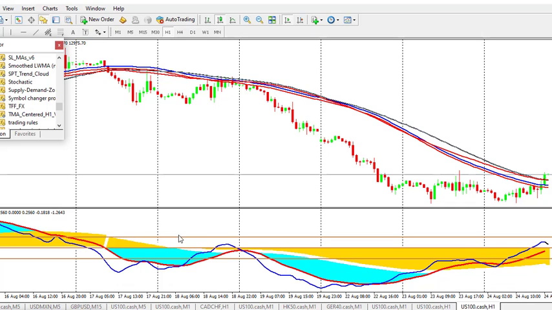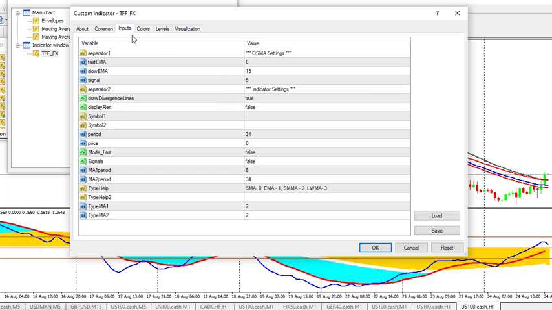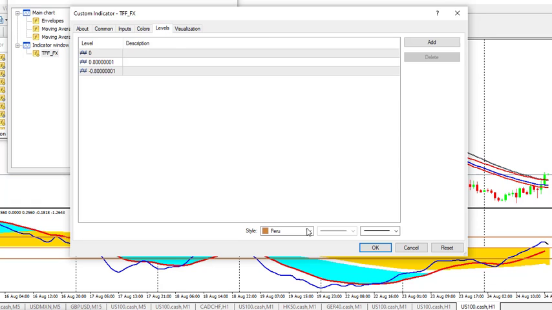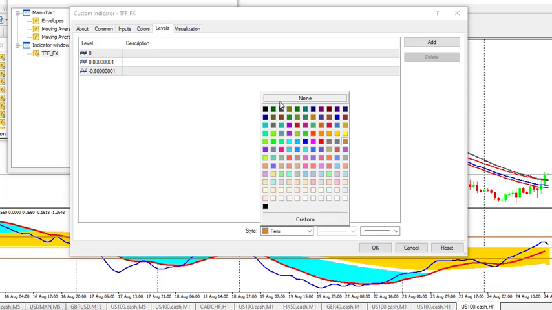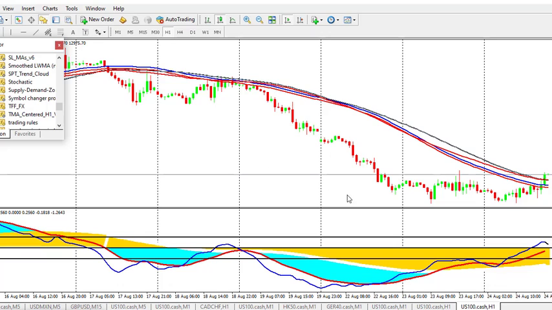So here is the indicator right now, but I would like to change the level color to black so that we see it very well. Okay, so we have the 0 level, the minus 0.8 and the 0.8 on the chart right now. So this is how to set up this particular strategy.